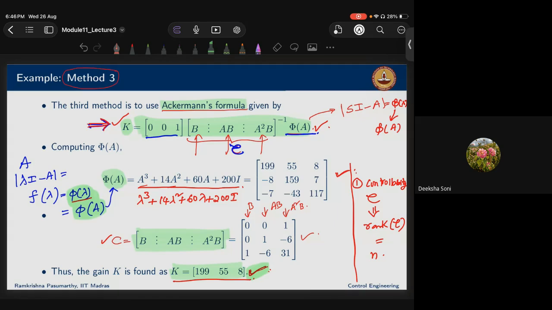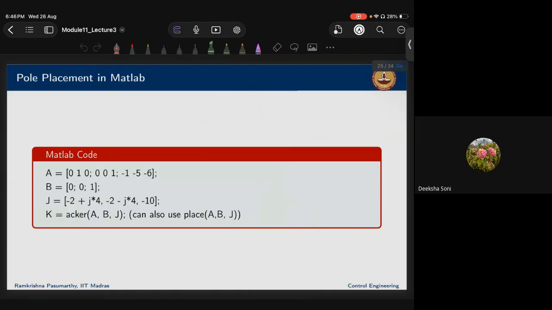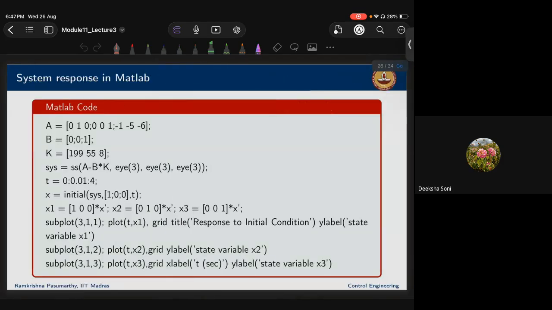Yes, sir. And in MATLAB also you have this command for method 3. If you know your A and B matrices and the desired pole vector Z, you can directly use the control system toolbox and ask for place A, B, Z. It will directly give us the K. You can use this code to test this.